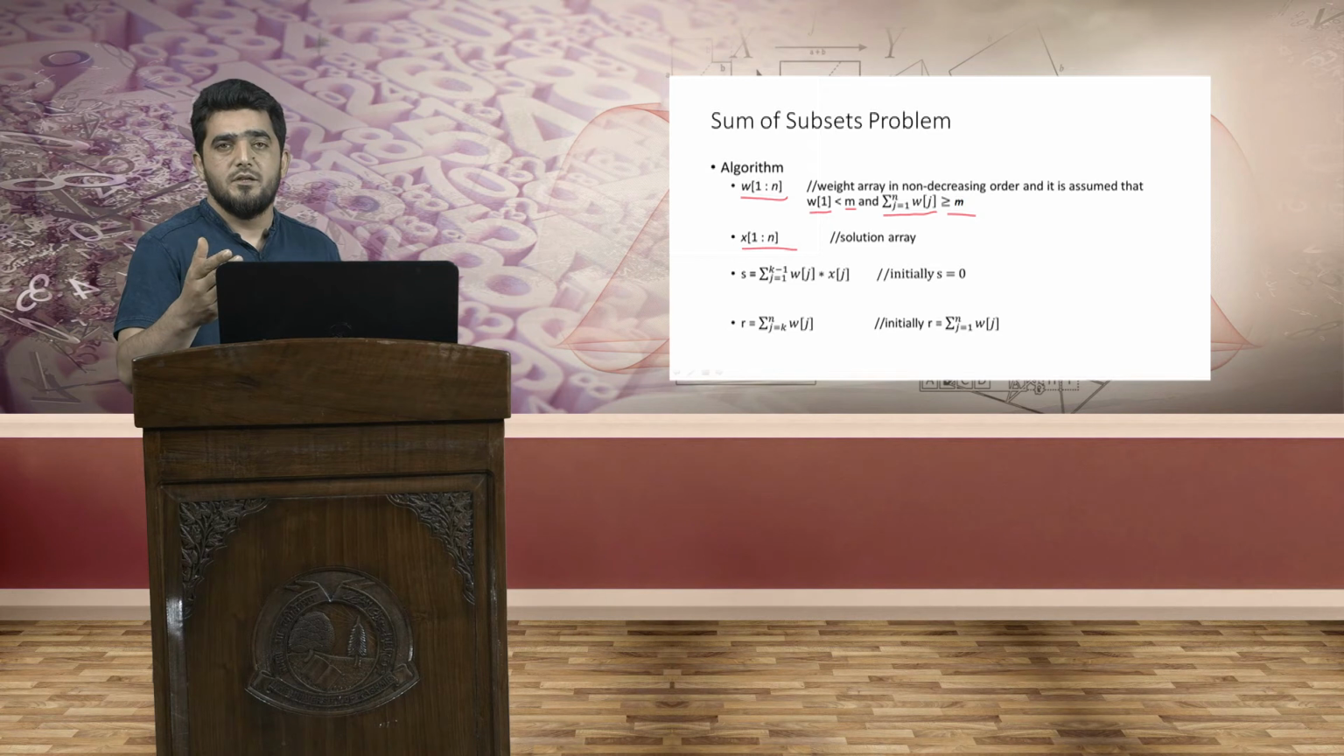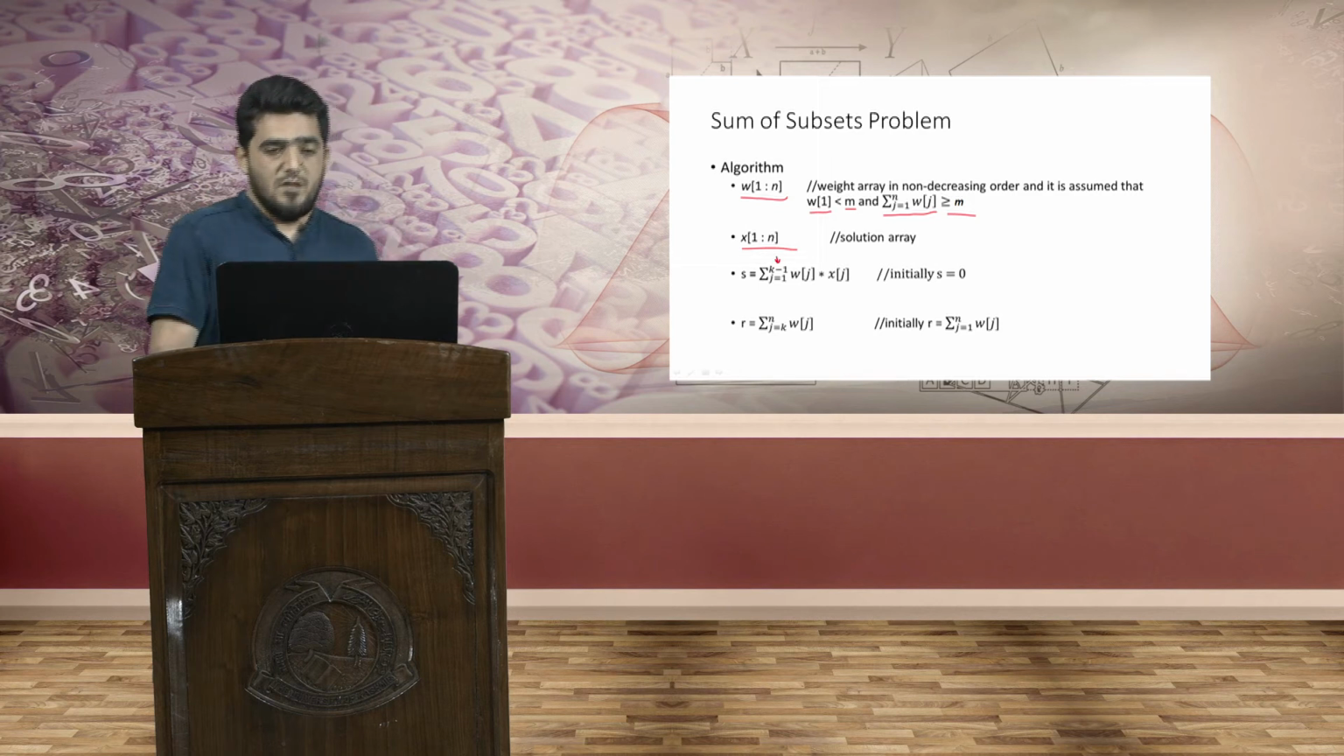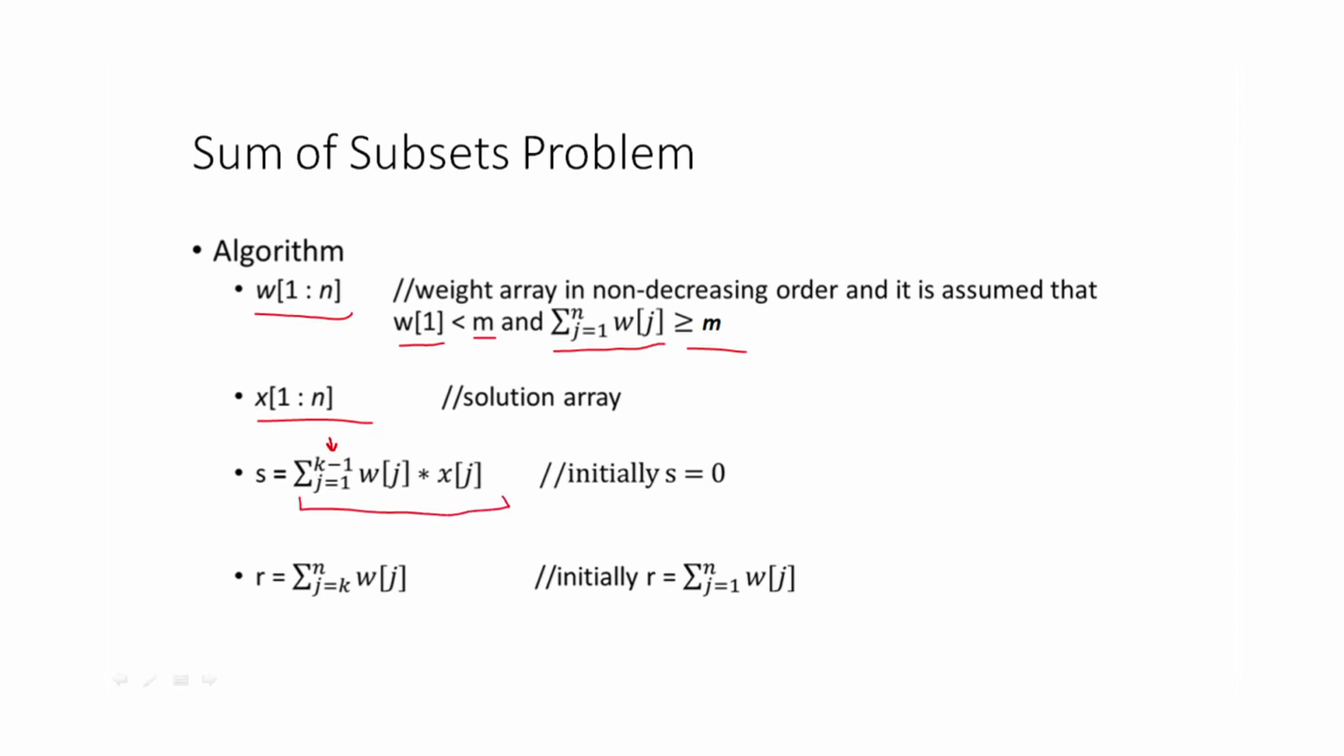As I told you, we will be considering a fixed size tuple solution. Let's suppose we are at level k minus 1. Then S is where we save the sum of the weights that we have considered so far, so S would be initially 0. Similarly, R is equal to the sum of all the remaining weights from k to n. Initially R is equal to the sum of all the weights, because as I said, initially we will be taking k is equal to 1.